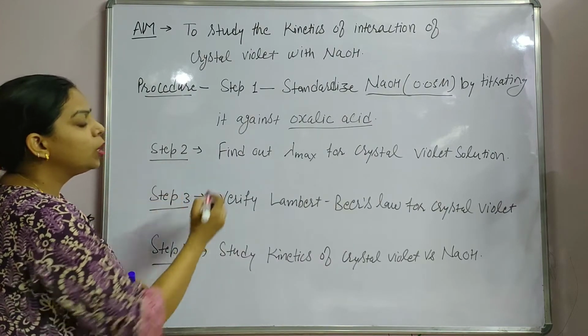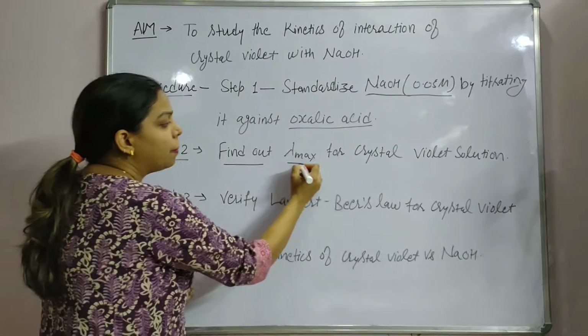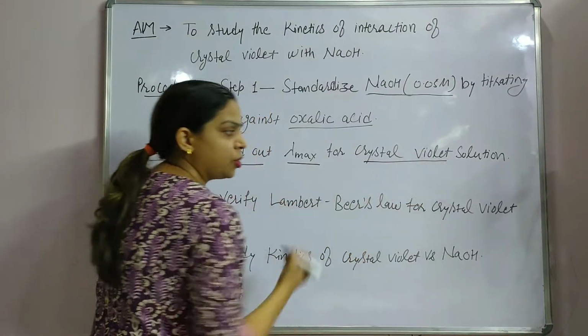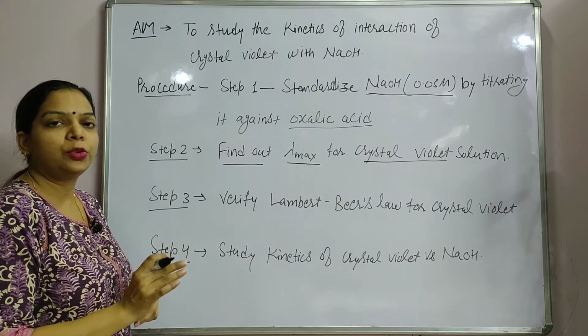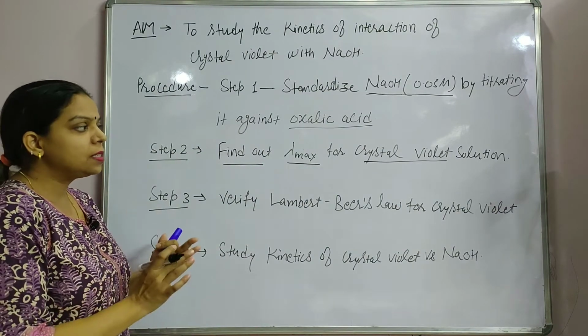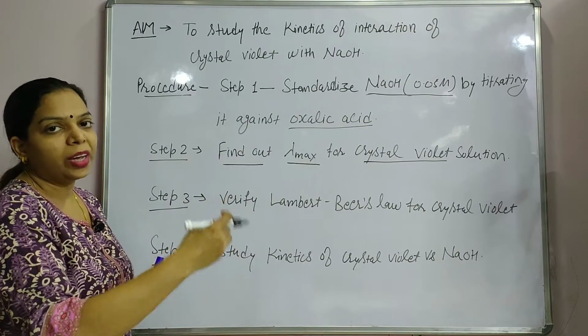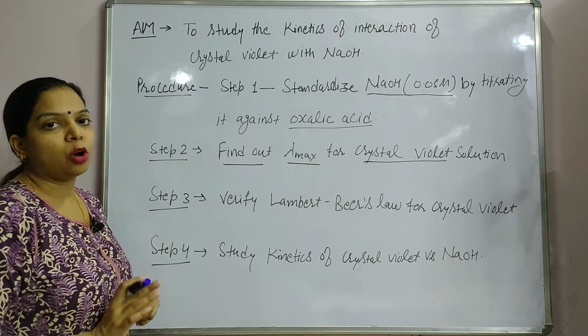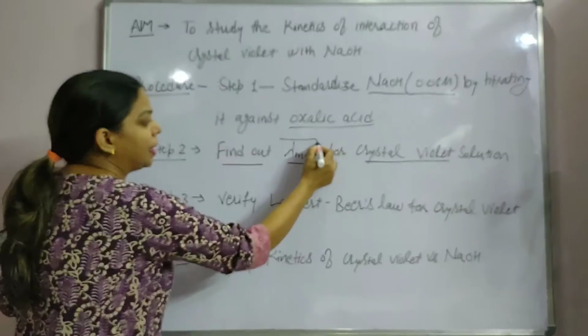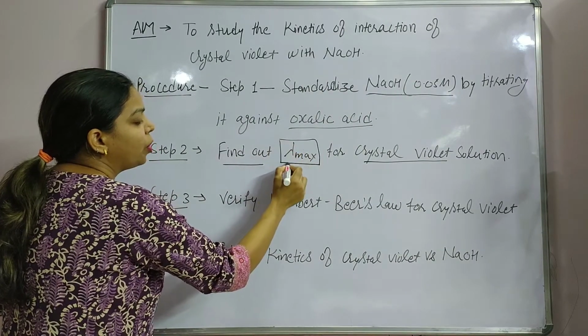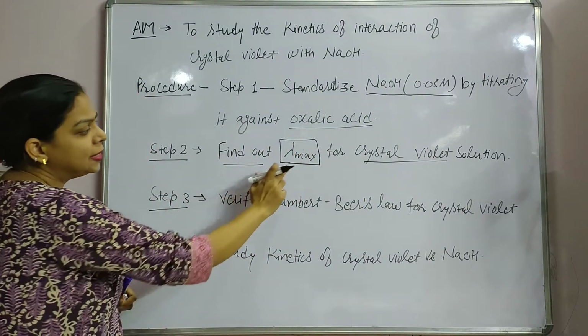In step 2, we have to find out lambda max for the crystal violet solution. The solution whatever is provided to you, just using colorimeter, find out that wavelength where it is showing maximum absorbance. That will be your lambda max. Now the rest of the experiment will be performed on this lambda max.